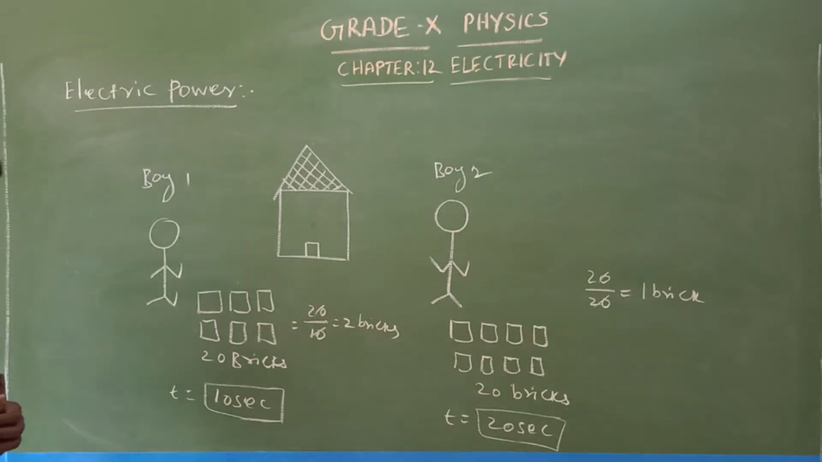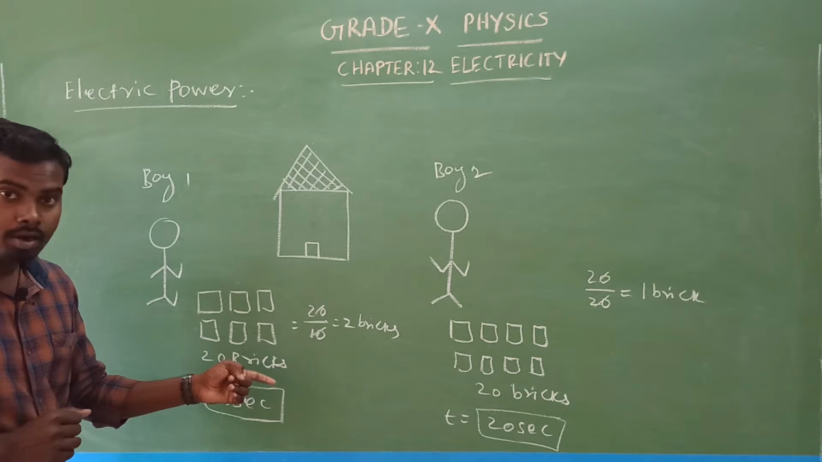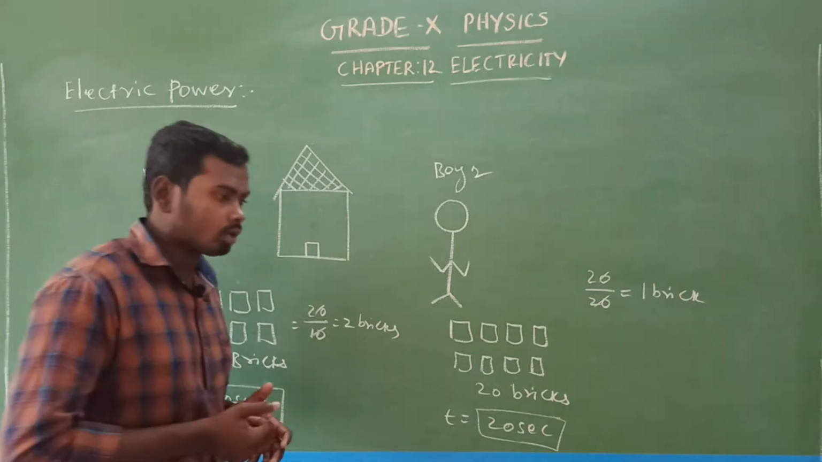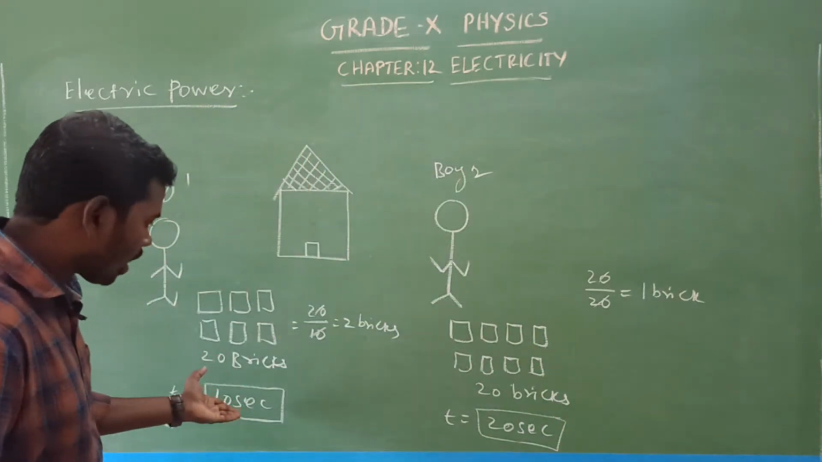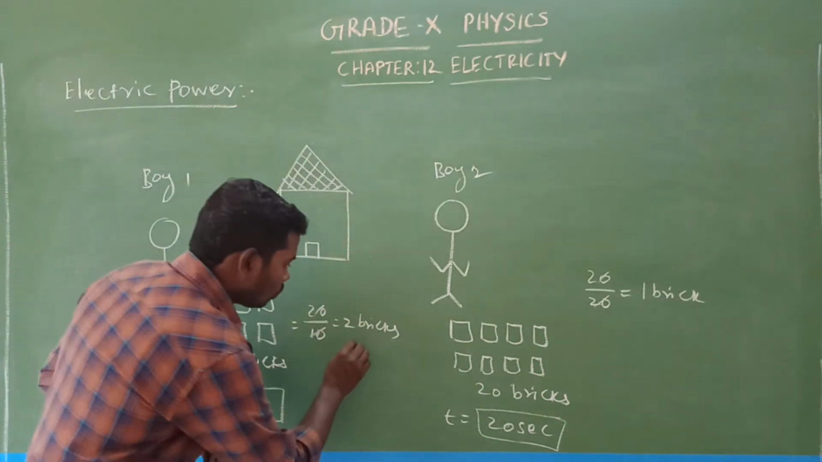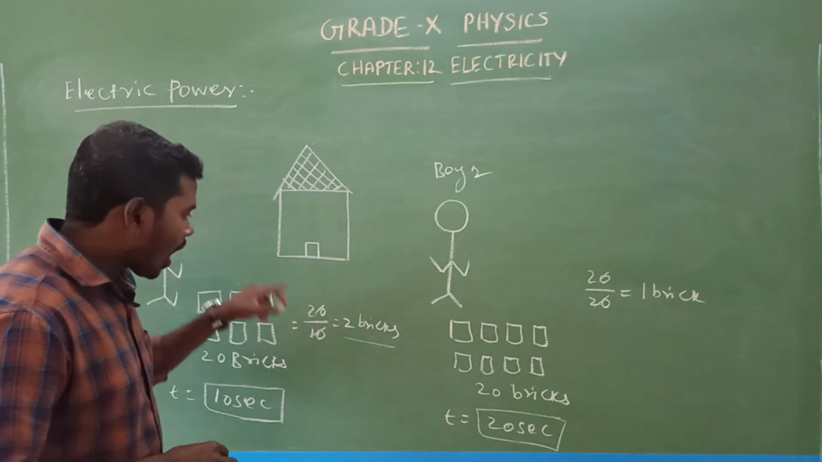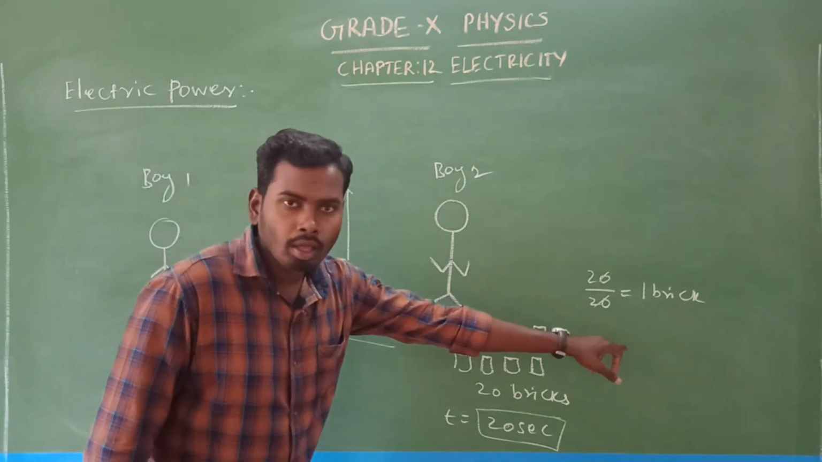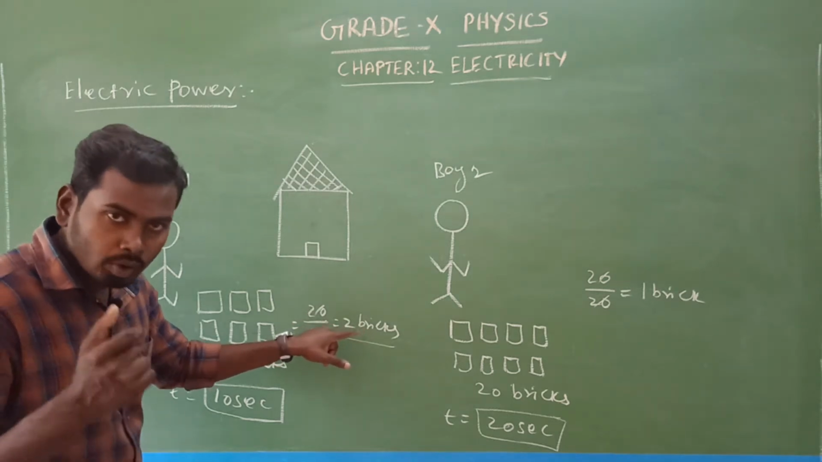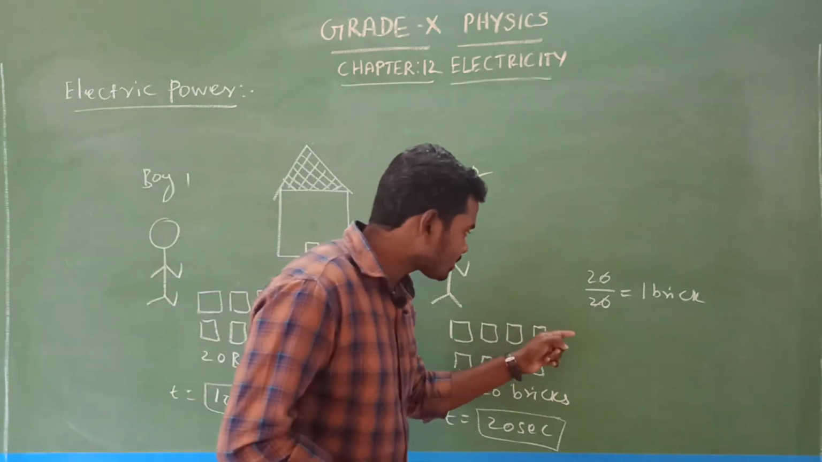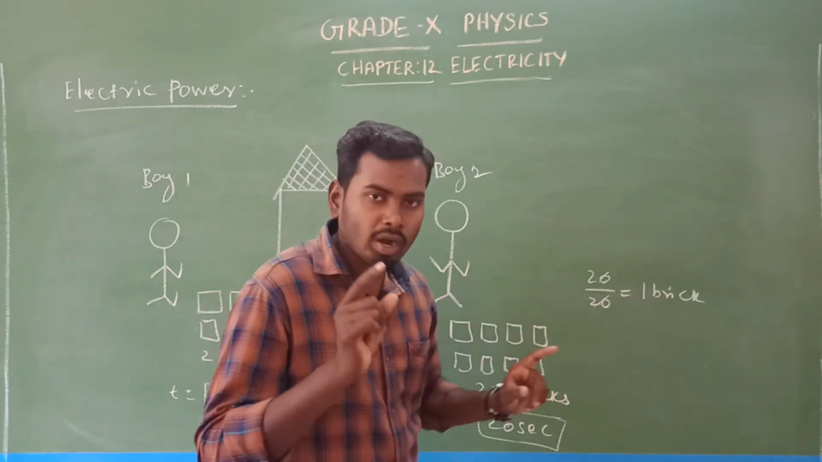Yes. Look at here. Which boy has done more work? Note this point, more work. Obviously, that is boy 2. Look at here, because per second the number of bricks kept by boy 2 is more compared to boy 1. Boy 2 has kept 2 bricks in 1 second, whereas boy 1 kept the bricks inside the godown at only 1 per second.